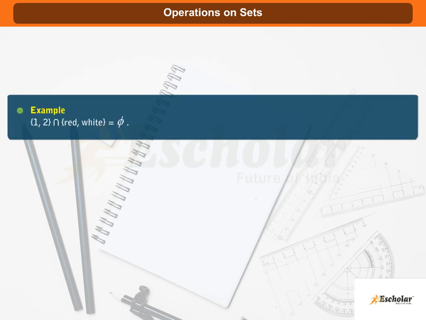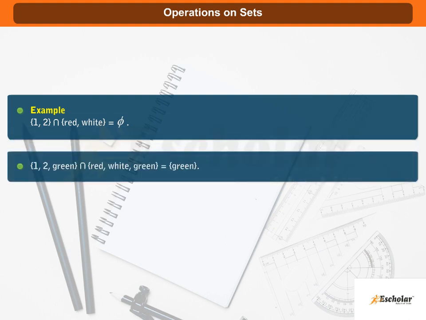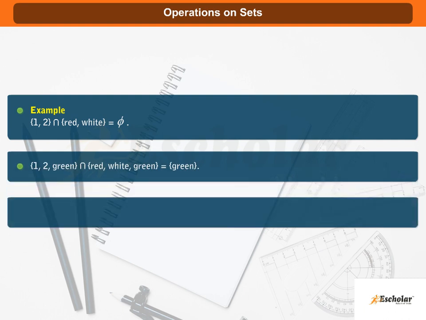In the first example, the intersection of two sets, 1, 2 and red, white, is null as there is no element in common. Similarly, look at the other two examples.